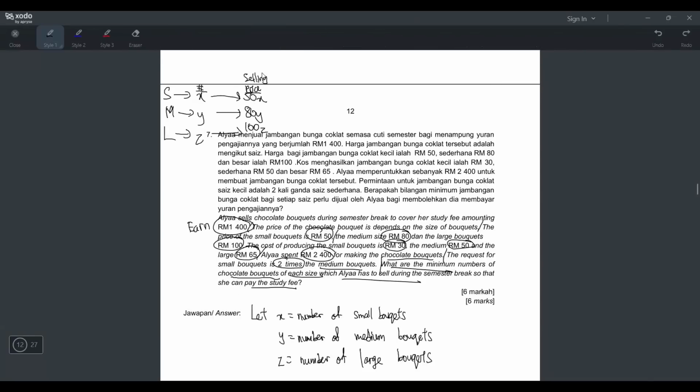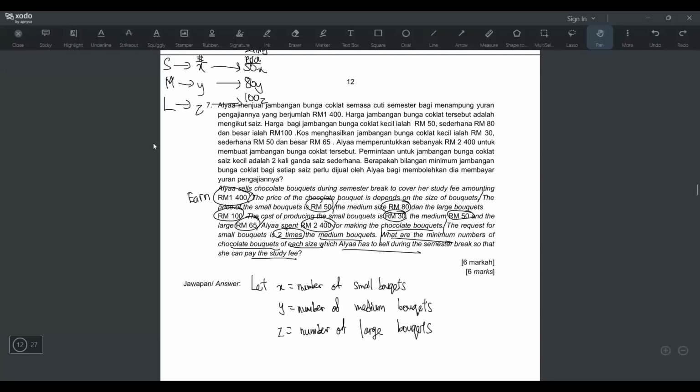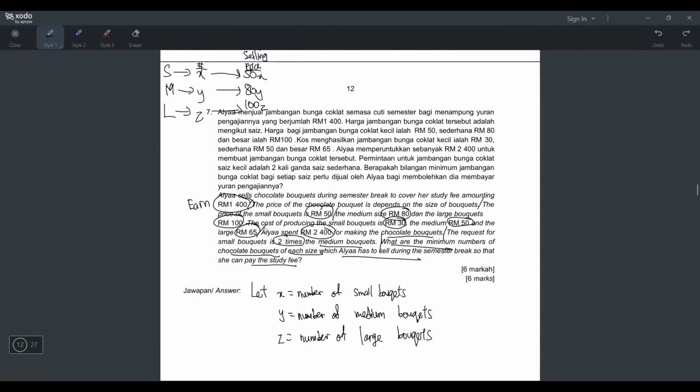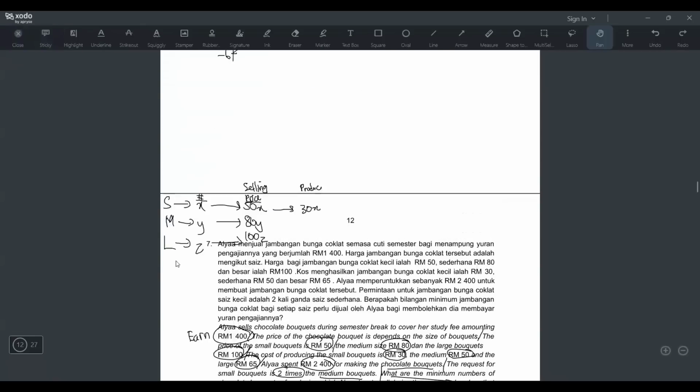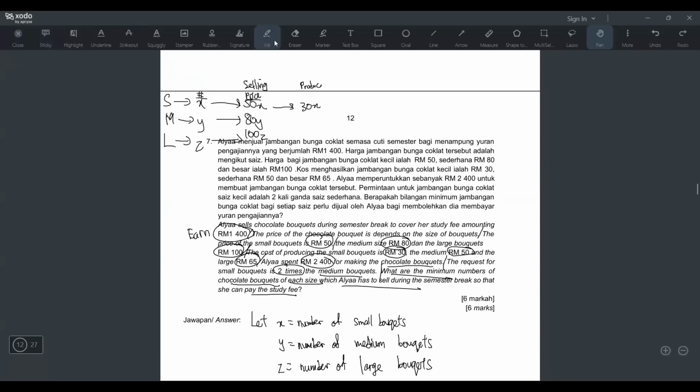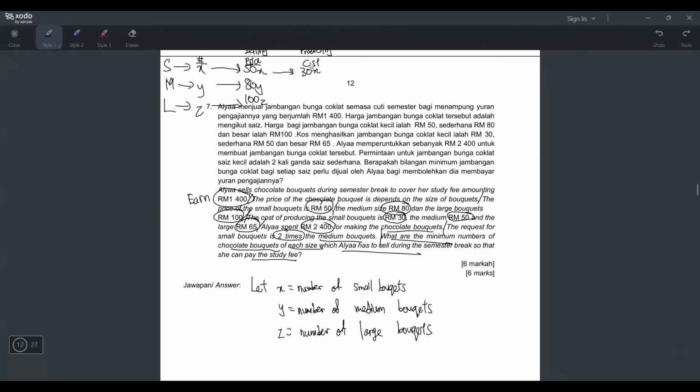Selling. All right. And then what else? What other information do I have here? The cost. Now they say cost. The cost of producing is 30 ringgit for small bouquet. Okay, so I'll just put an arrow here and write 30x. And this one is the producing cost. Producing cost means the amount you spend to produce the bouquet, right? The cost, right? All right, so this one is cost, producing cost. Okay, it will be 30x.